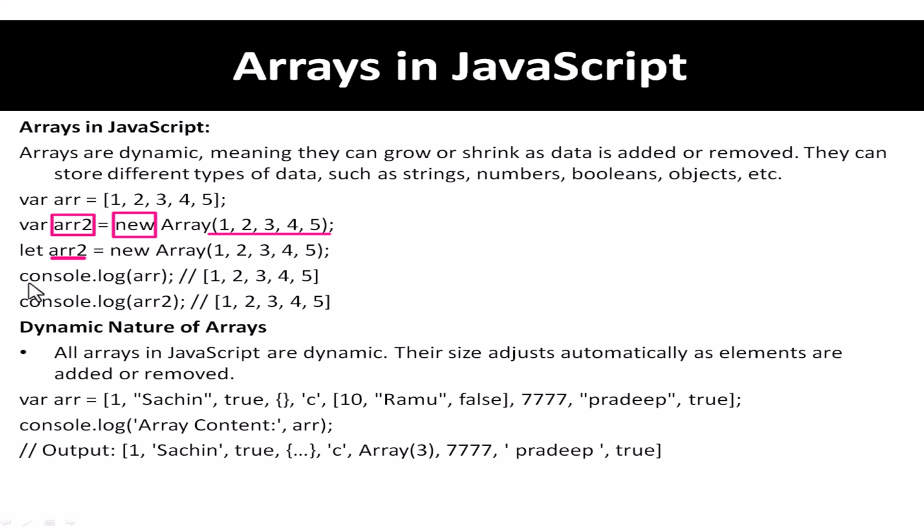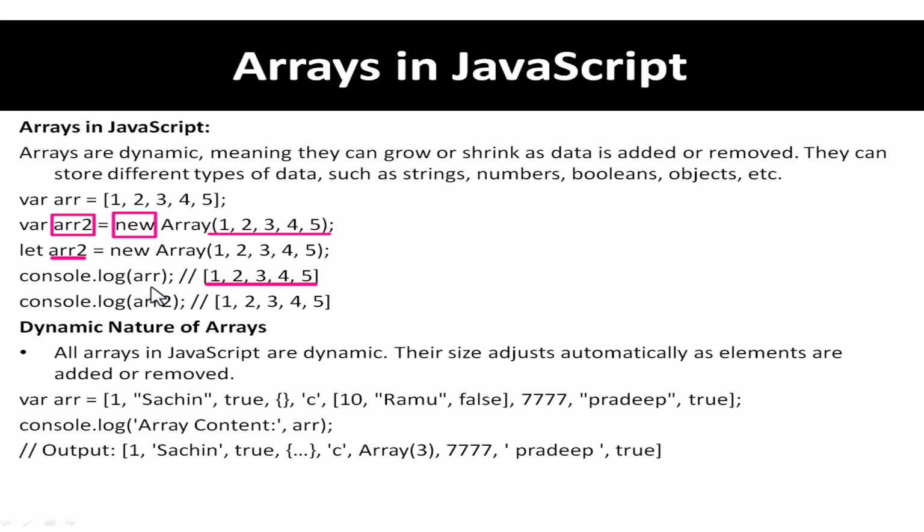Let is a particular variable with which you can do the same operation as var. Whenever you type console.log of the array, it is going to print the message: 1, 2, 3, 4, 5. So these are the elements inside the array. Like that you can retrieve the particular array by declaring the new operator.